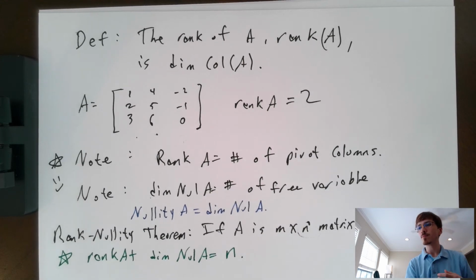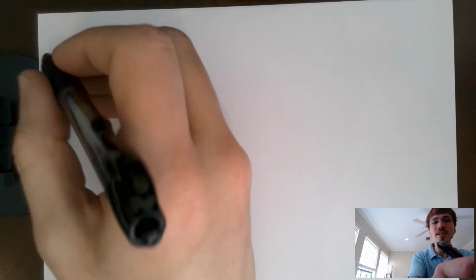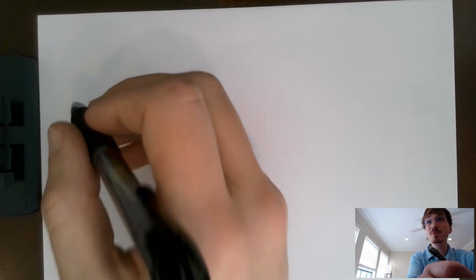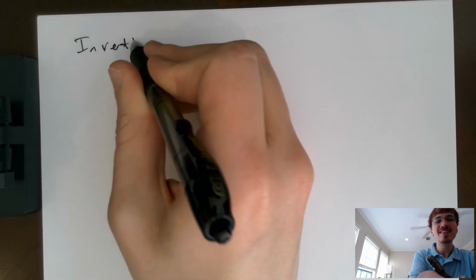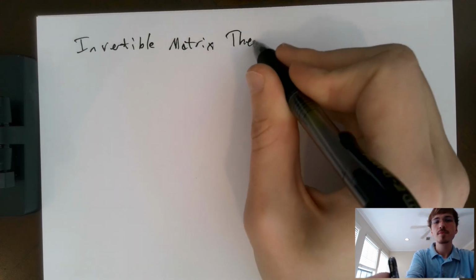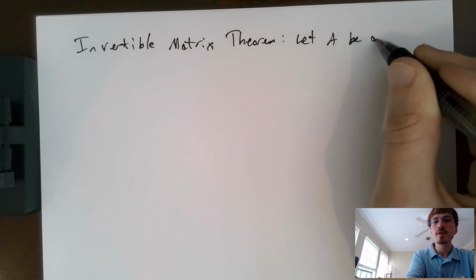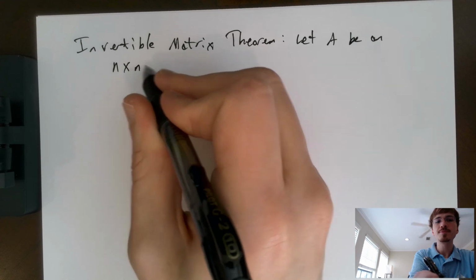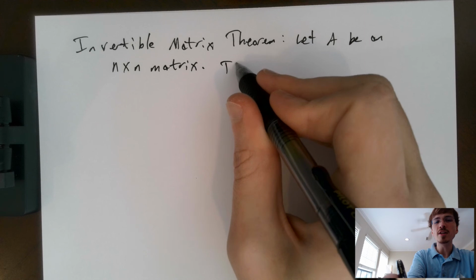All right, so let's talk about the invertible matrix theorem again. Now we're ready to talk about the invertible matrix theorem. And we already have like 14 the following are equivalent. So what's 7 more, right? Let A be an n by n matrix, because remember, if you're invertible, you have to be square. Then the following are equivalent.